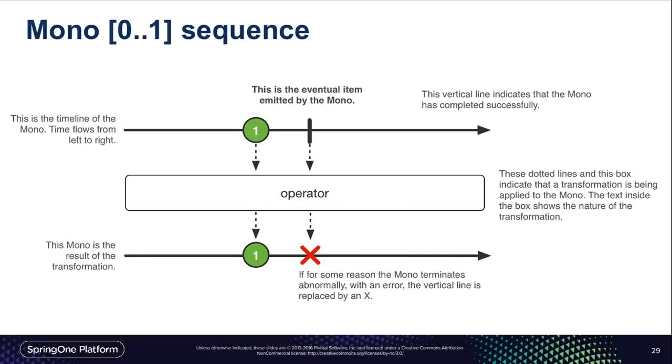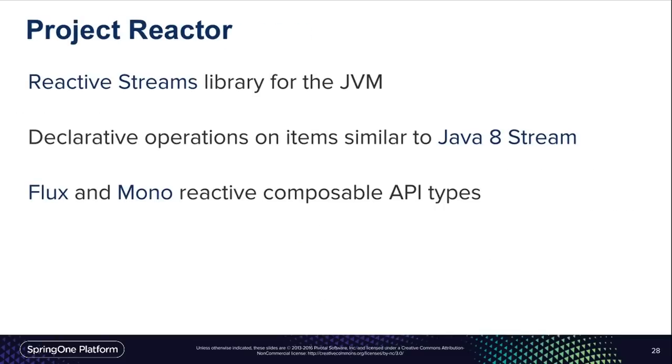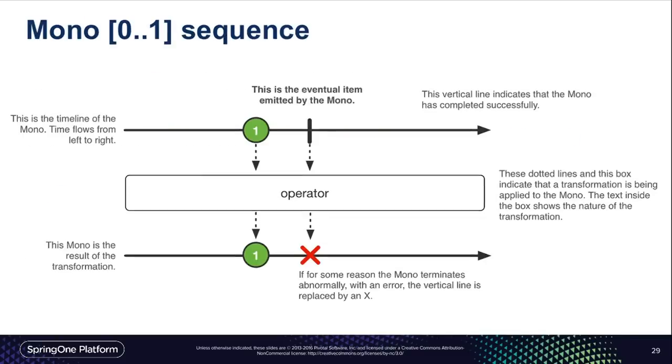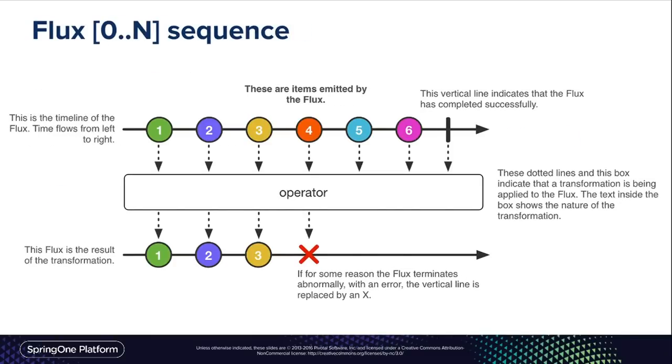And Reactor didn't start out with both of these types. Initially, Reactor had only Flux. And of course, Flux is the more general representation of a stream of any number of items, including 0, including 1. But we found in our experience in building Spring 5 that it's actually very useful to know in many cases from a framework perspective whether we're talking about a stream that's going to produce at most 1 item or whether we're talking about a stream that's going to produce many items.